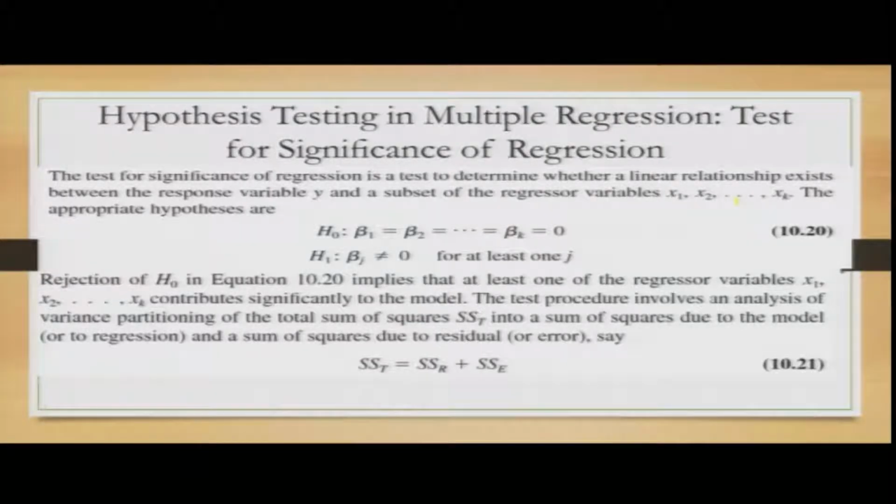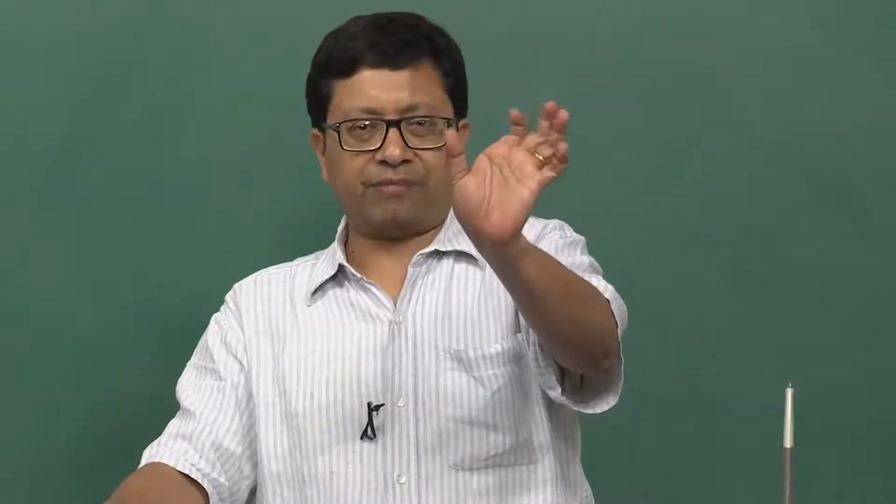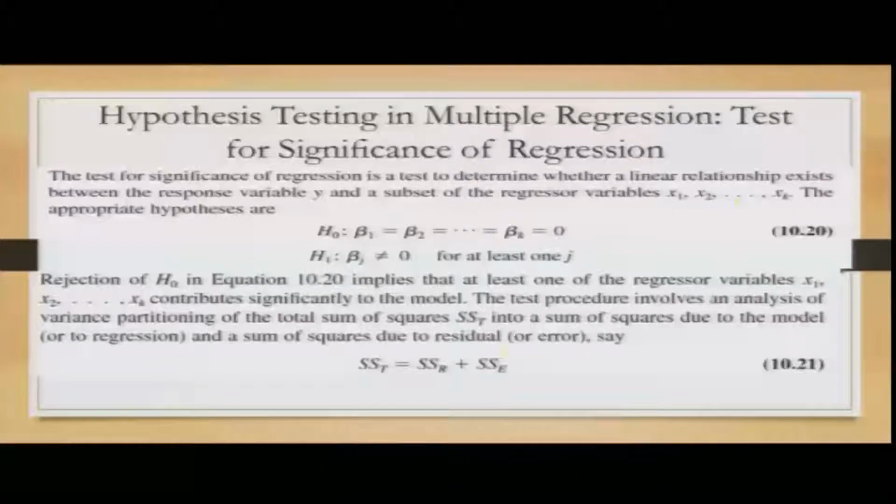The test procedure involves an analysis of the variance, exactly as in the ANOVA table. We split the total sum of the squares into the sum of the squares due to the model and the sum of the squares due to the errors. So, the total sum is equal to the sum due to the variables plus the sum of the errors. This is the main thing which we have been discussing, and from there we will basically build the ANOVA table.